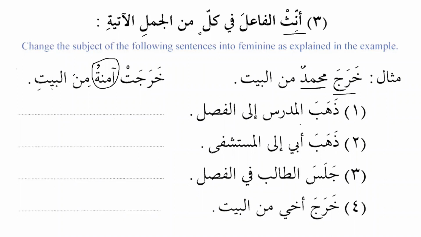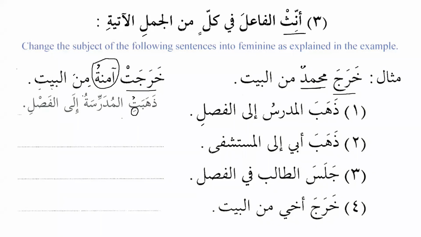ذهب المدرس إلى الفصل. The teacher went to the classroom. Now you want to say the female teacher went to the classroom. So how will we say? ذهبت, right? It will change into ذهبت. خرج خرجت. ذهب ذهبت. And ذهبت المدرسة إلى الفصل. Yeah, and we know that in ذهبت the ending is sakin. And when we connect it with al, then we connect it with kasra.